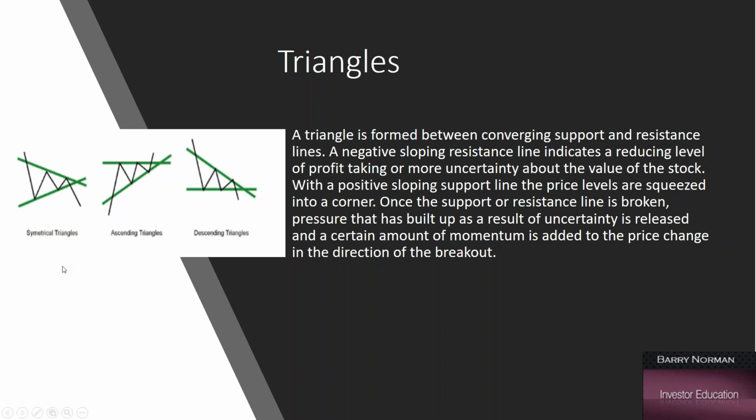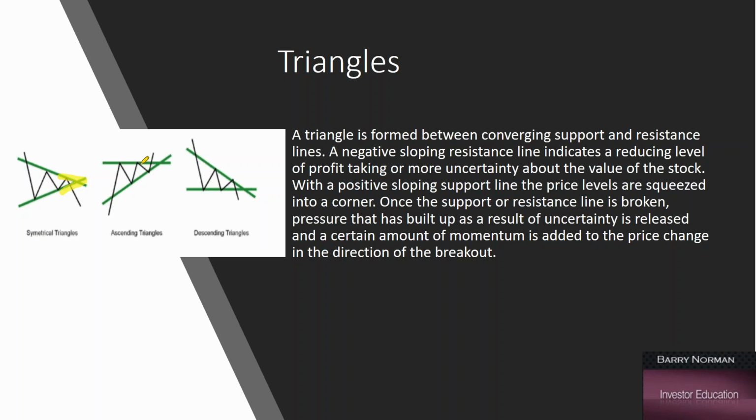Now, a triangle is formed between converging support and resistance lines. And if you're not sure what support and resistance are, we have whole classes on understanding support and resistance. But a negative sloping resistance line indicates a reducing level of profit taking or more uncertainty about the value of an asset. With a positive sloping support line, the price levels are squeezed into a corner. So what happens is, as price is moving, it is pushed into this corner between the support line and the resistance line of the price.